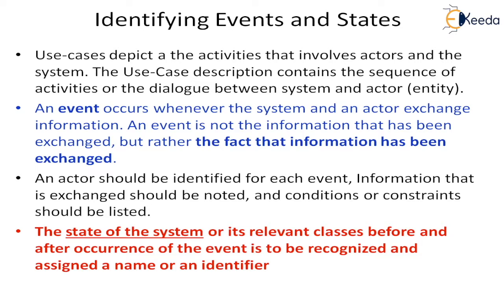An event will occur whenever the system and an actor exchange information. The event is actually not the information, but the fact that the information has been exchanged. The fact that particular information has been exchanged is an event. An actor should be identified for each event, the information that is exchanged should be noted, and the conditions and constraints should be listed. So whenever an event happens, we have to store all these things and keep them noted.